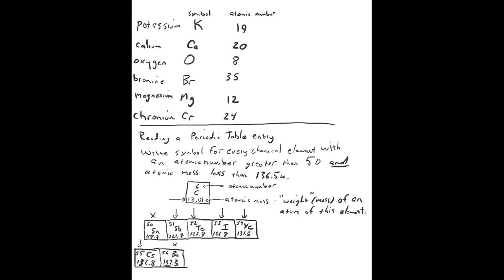So all we have to do is just write the symbols. So we don't have to go write everything that's down here in the periodic table. So all we got to do is just write, hey, antimony, I'll use a comma, tellurium, iodine, xenon, and then cesium, and that would be our answer, okay? So we're just writing the symbols.